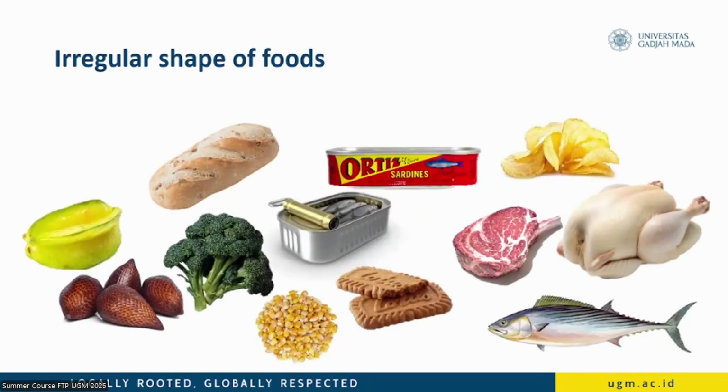Yeah, this product is not like materials built in, I don't know, mechanical engineering or other engineering fields. The shape of foods is irregular. So modeling in the food process is not that easy.